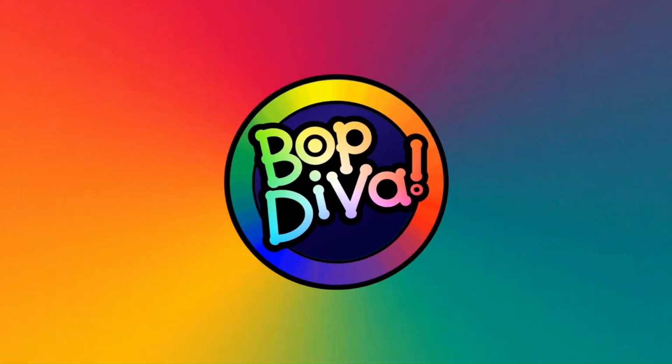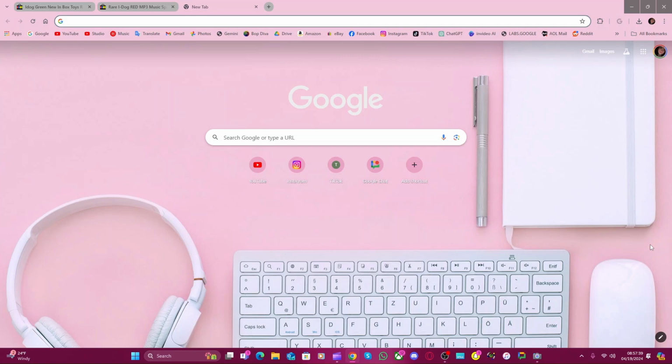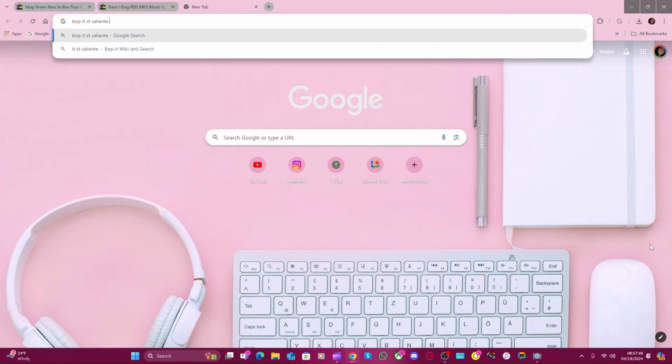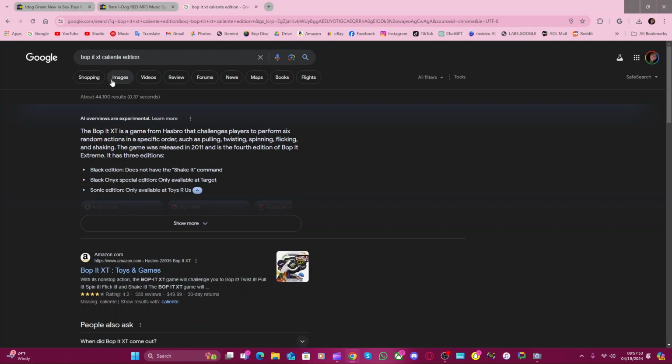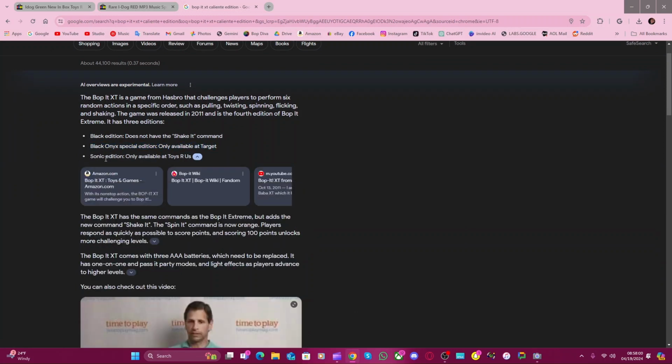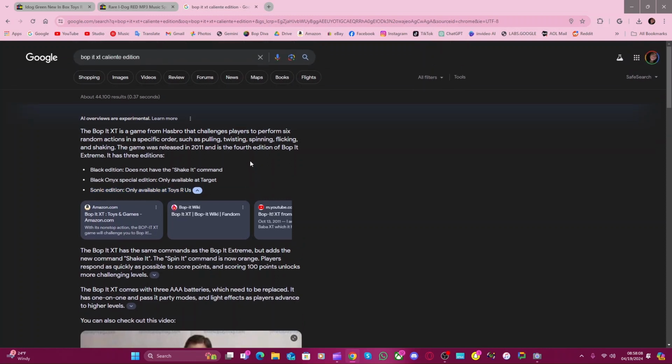But let me show you something. I'm pretty sure you guys knew that the Bop It XT Caliente edition was a Target exclusive, if I remember right. Oh, here we go. The Black Onyx edition was only available at Target. The Sonic Edition was at Toys R Us. So I was wrong. But there is one thing that you guys might not know, and that is this is not the first time Toys R Us has done something Sonic Green like the XT.